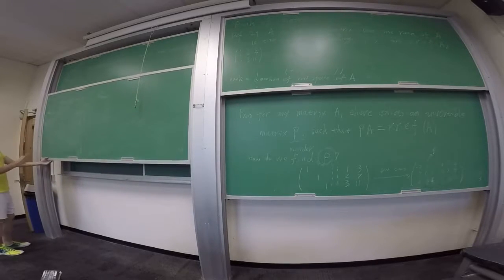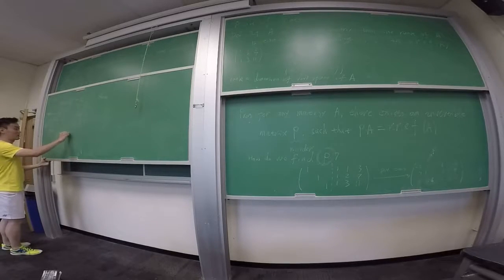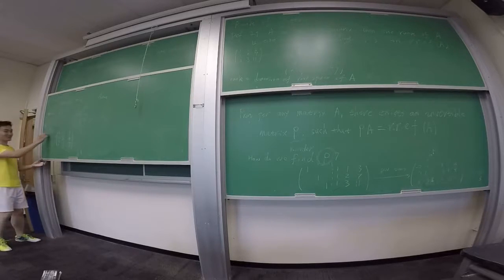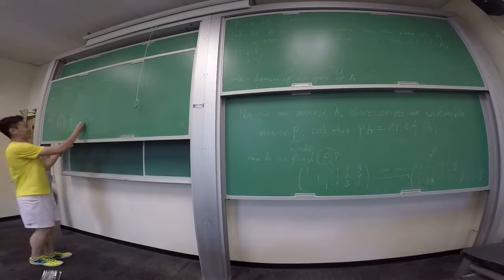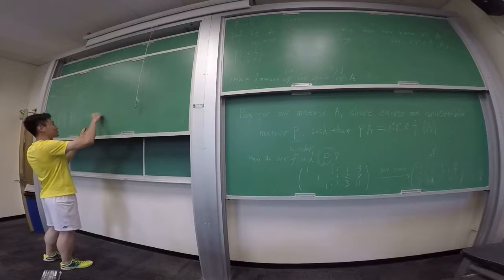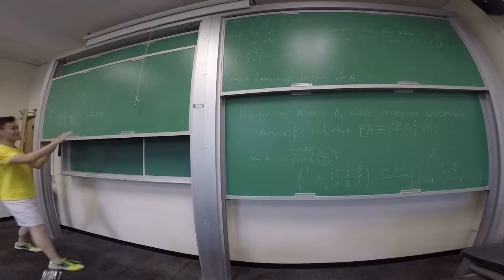Let's do another example. Okay, suppose I give you a matrix like this: 1, 1, 1, 2, 3, and 1, then 1, 4, 7. Oh, no dash line over here. Okay, so what is the rank of this matrix? The rank of this matrix is equal to 2. Yeah, 2. Why is that?